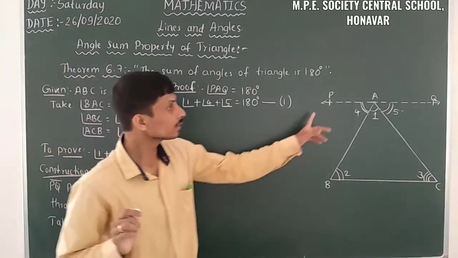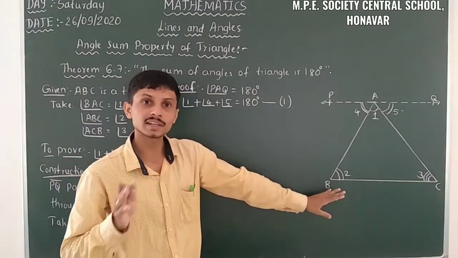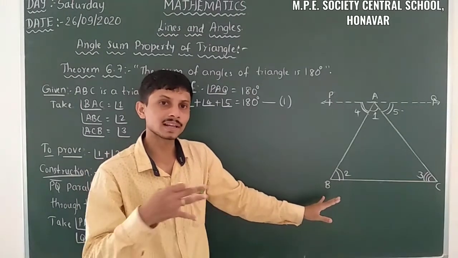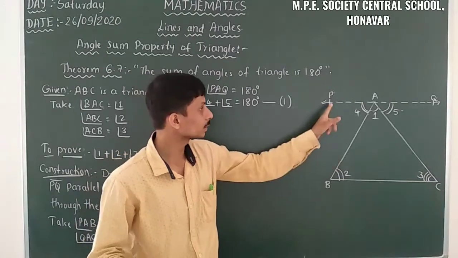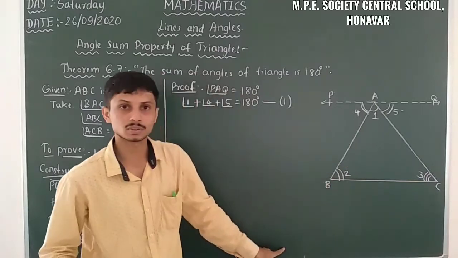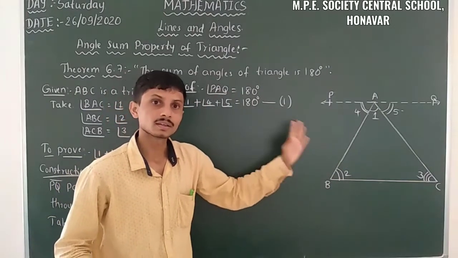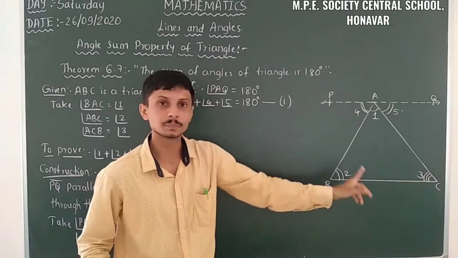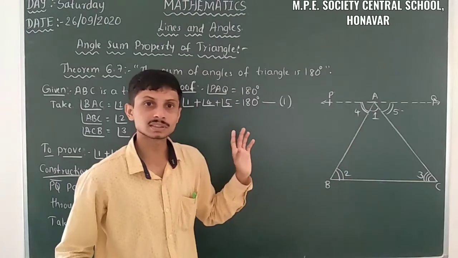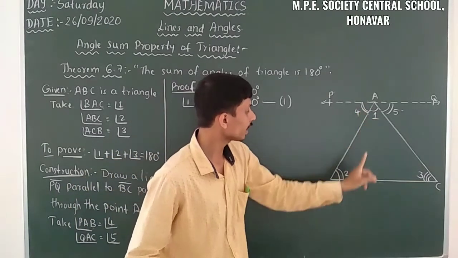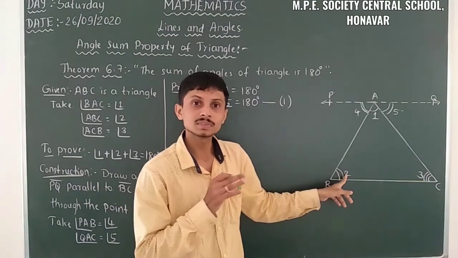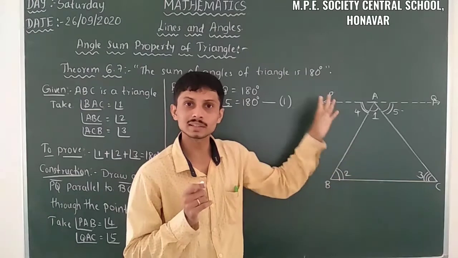Then here we have two parallel lines. So let us consider some of the axioms and theorems. In the case of parallel lines and a transversal, we are considering PQ and BC as parallel lines and AB as a transversal. Just observe, angle 4 and angle 2 are the alternate interior angles. So from theorem 6.2, those two angles are equal.